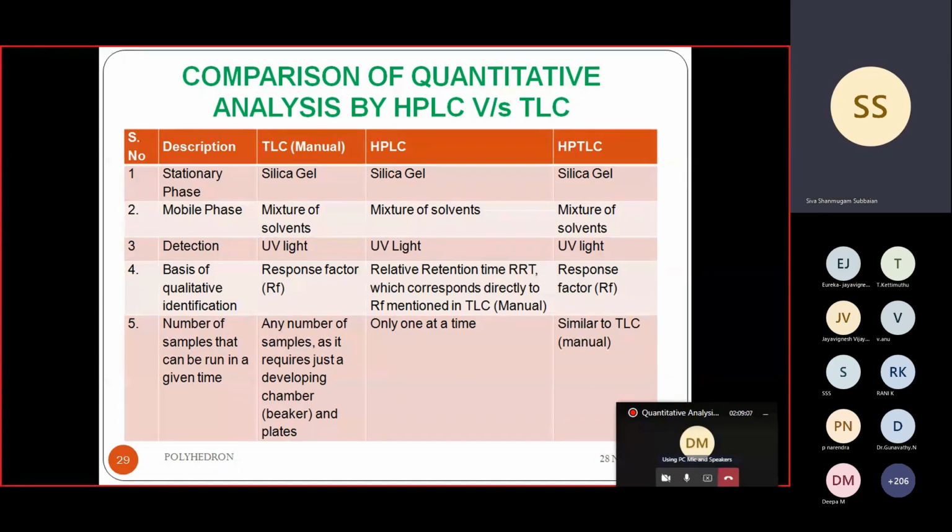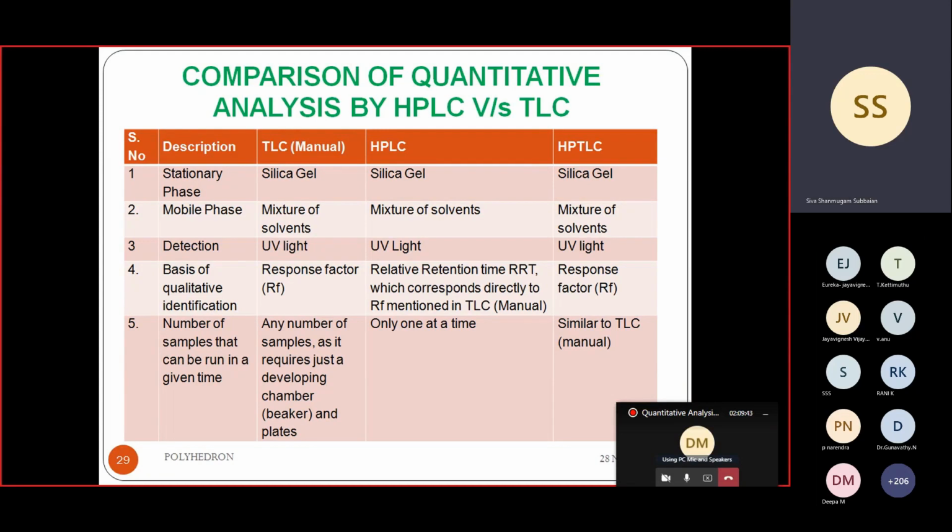The basis of qualitative identification is the response factor in TLC, and it is the relative retention time in HPLC. Both correspond with each other. Both can be matched. So in principle, both are working under the same principle. There is no way we can say that this is different from that. Both are one and the same. The only thing is HPLC works with the support of a pump and an automatic spectrophotometer, which is absent in TLC, which we are doing by manual means.